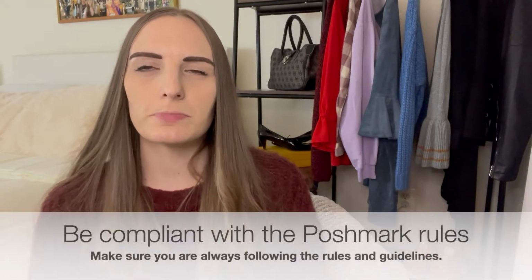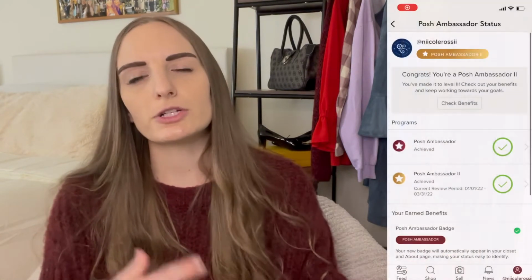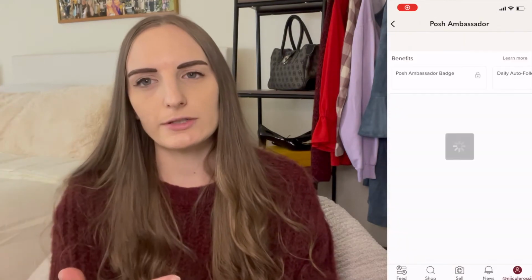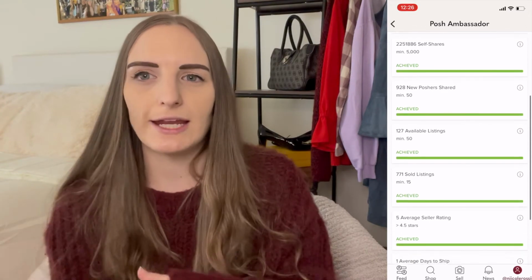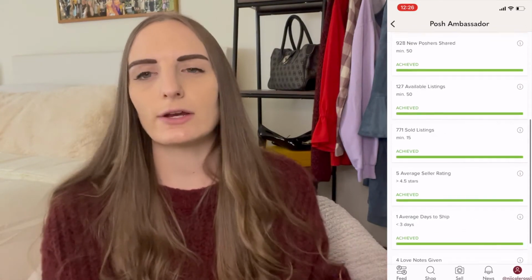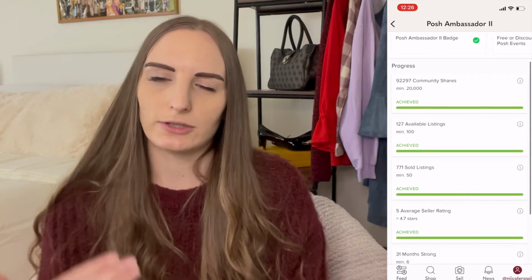This next tip might be pretty obvious to everyone, but it is to be compliant. You want to be very compliant with the Poshmark rules and guidelines. And this goes along with being a Posh Ambassador. If you are a Posh Ambassador, you know that you have to meet certain criteria to become an ambassador, and you have to keep those criteria to maintain that status. Now they've recently rolled out the Posh Ambassador 2 status, which you also have to meet certain criteria for, and you must maintain both the Posh Ambassador 1 and 2 criteria to keep that.